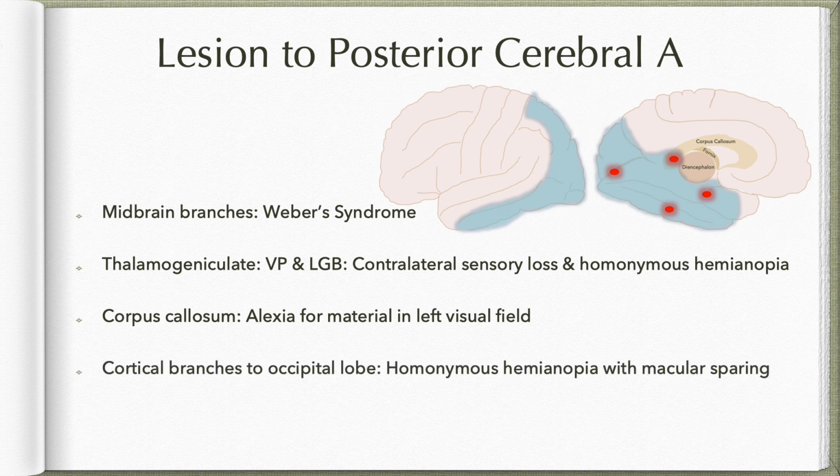Involvement of the cortical branches to the occipital lobe will result in homonymous hemianopia. So these are the branches which supply the visual areas. There may be macular sparing. As we have said already, macular sparing could be because of the dual blood supply. Although the posterior cerebral artery may be involved, because the middle cerebral artery is still intact, the macula can be spared.